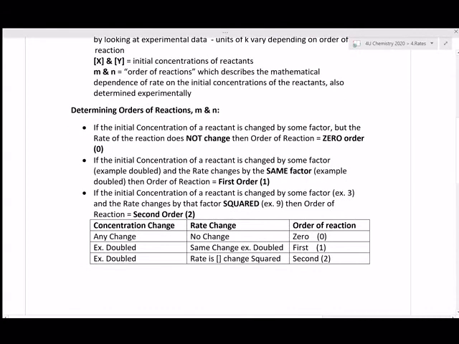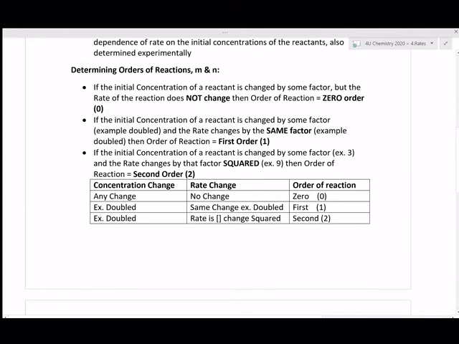The second scenario is you do something to a reactant's concentration, so you double it, and your rate goes twice as fast, so it doubles. Or perhaps you triple the concentration and your rate goes 3 times as fast. That is a first order reaction. And finally, if you change your concentration and then what you find is that your rate really speeds up, like for example, you double the concentration and the rate goes 4 times as fast, or you triple it and now the rate goes 9 times as fast, then really what's happened is the rate is increasing by a square of what you've changed your concentration by.